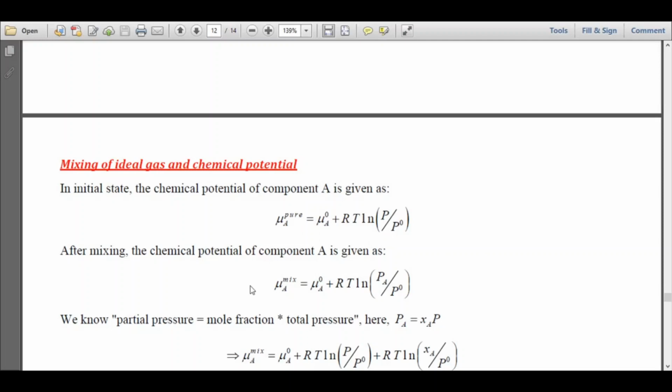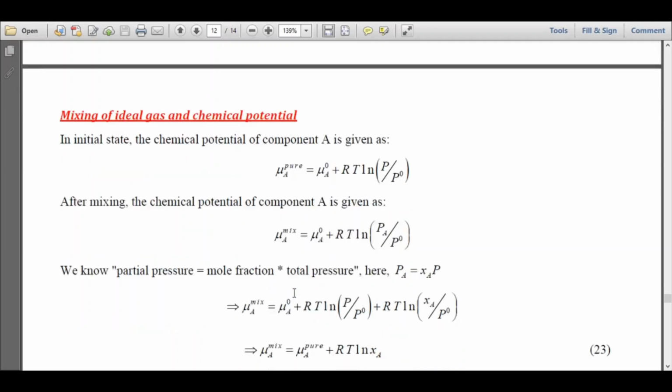Now after mixing, what will happen? mu A mix is equal to mu A0 plus RT ln PA by P0. This P0 is 1 bar. Now the change that is associated is the pressure: gas pressure has decreased from P to PA, partial pressure of A. That is the only change that has taken place from pure state to mixing state.